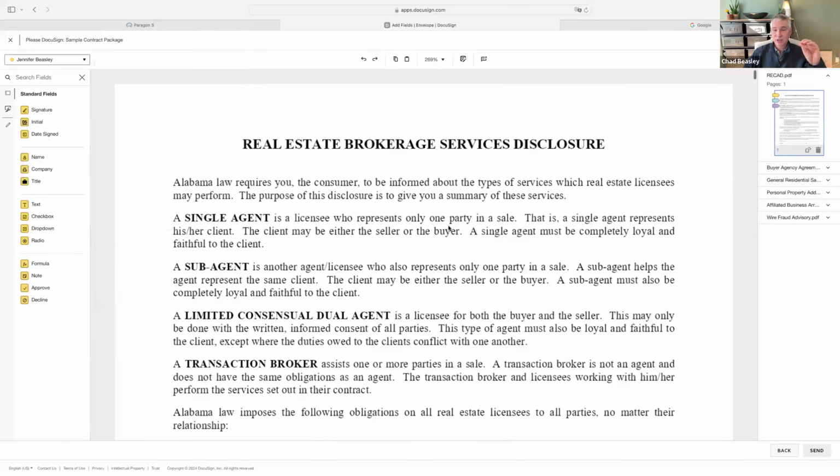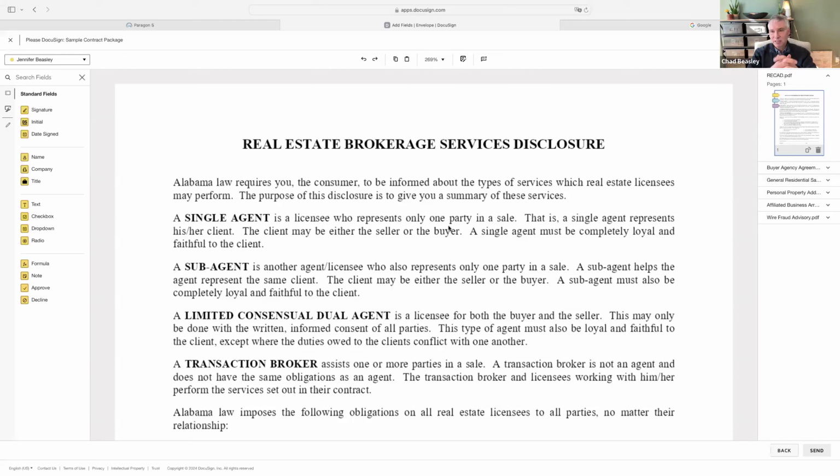Listen, ideally, you will have already done RECAD and buyer agency before you do a contract. We really all need to get really good with our buyers. I'm not saying you have to break this paperwork out the first time you ever lay eyes on them, but pretty early in the relationship, it's a really good idea to explain to them how agency works, who represents whom, and how we get paid.